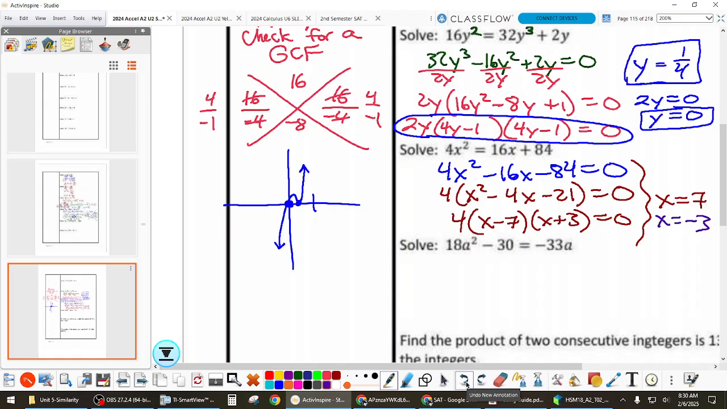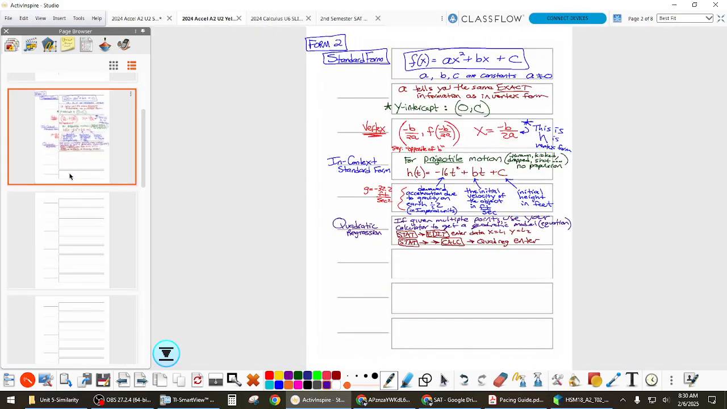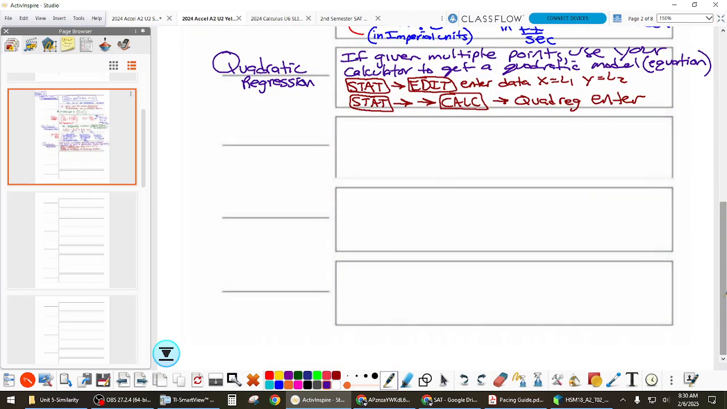In fact, grab your notes and let's make sure, because before we do intercept form number 3, we need to really understand what solving a quadratic means.